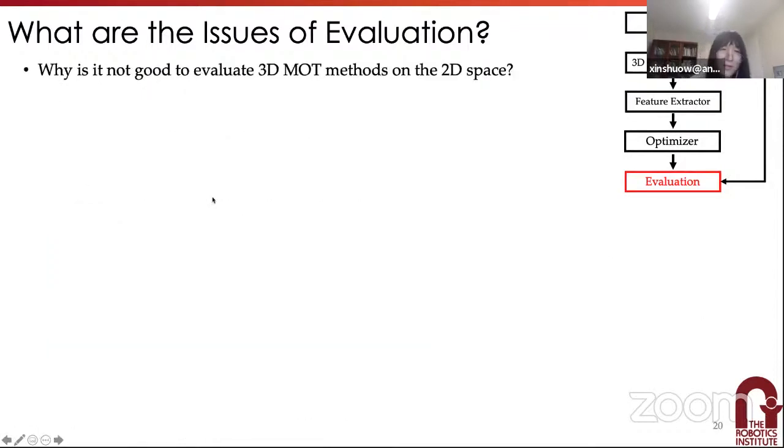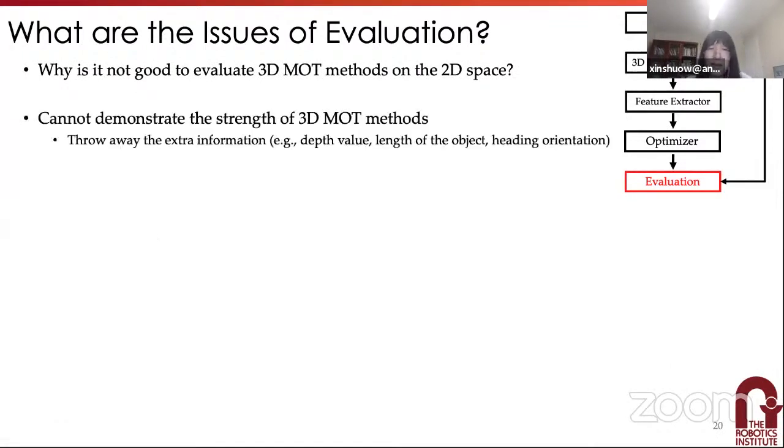So why is it not good to evaluate the 3D MOT method on the 2D image space? Well, the answers are quite straightforward. First, it cannot demonstrate the strength of the 3D MOT method. What makes the 3D MOT method advantageous or more useful over the 2D MOT method is that the 3D MOT method outputs extra information, for example, the depth value or the distance, the length of the object, and the heading orientation. That information could be useful to motion planning and control for autonomous systems. However, if we use 2D metrics to evaluate a 3D MOT method, we are basically throwing away this information during the evaluation.